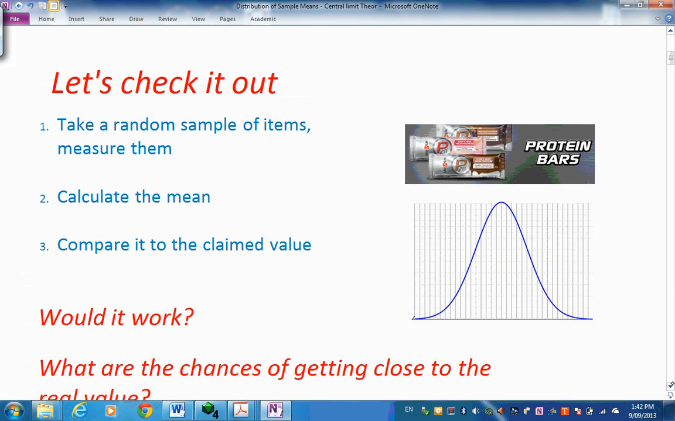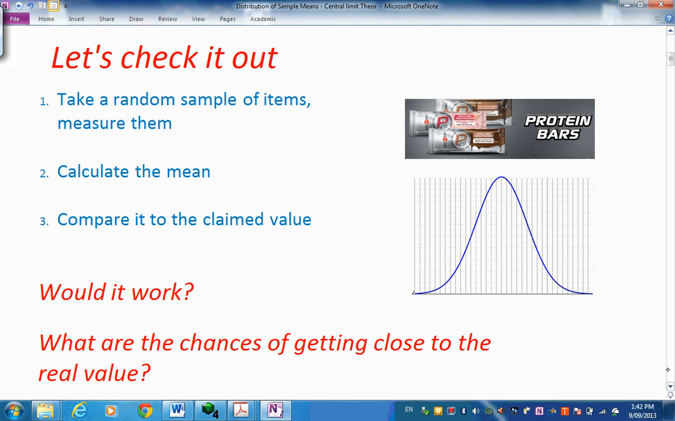Okay, let's check it out. Okay, and I'm going to suggest doing the following. Here's our protein bars, and we say it's very, very likely, due to random errors in filling and random variation in the production of these bars, that the weight of protein, or maybe it's the net weight of the bar, is going to be normally distributed, weight in grams, let's say. And there's going to be a whole range of weights. And what's the manufacturer going to quote?